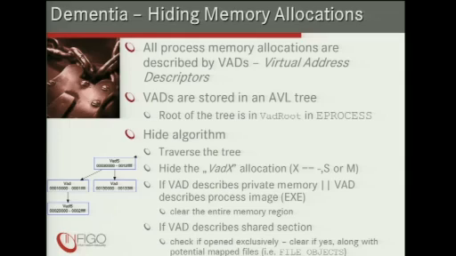I traverse the entire tree. I delete the VAD descriptor, not the allocation itself, but the VAD descriptor. And then I check if this VAD points to a private memory of the process, so memory that is allocated only by my process and used exclusively by my process. If it is, I delete the entire allocation. I hide the entire allocation. If this VAD represents my process memory image, so my exe, I delete that allocation also.